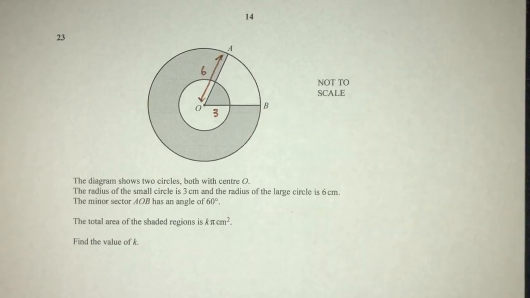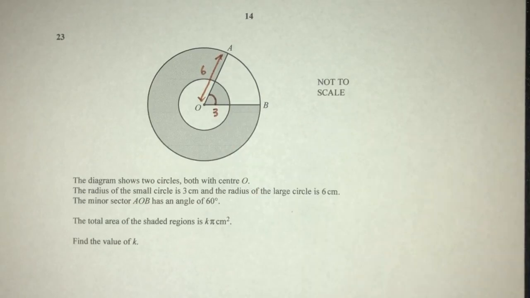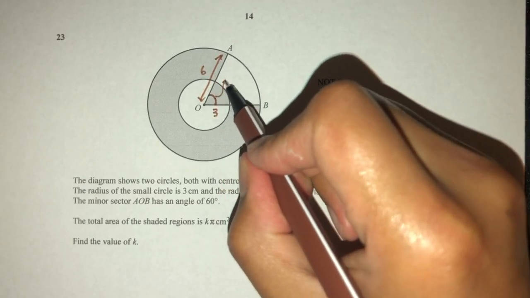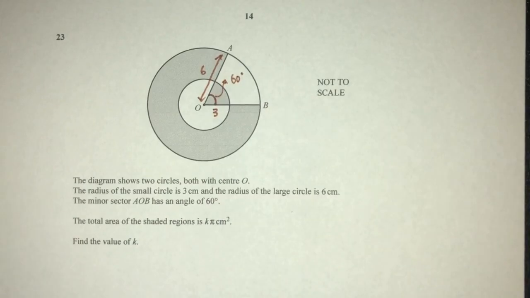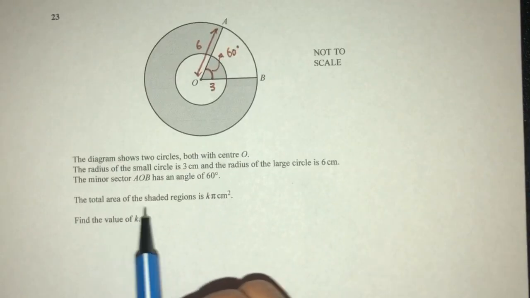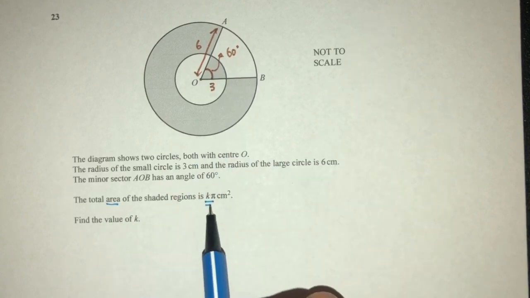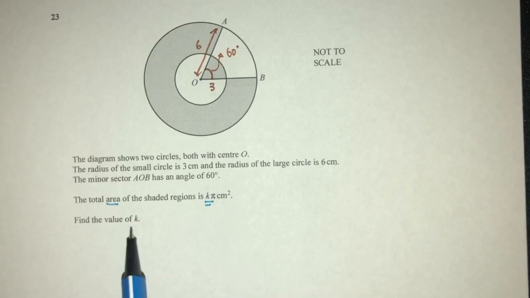Now, the minor sector has an angle of 60. So here you go, this is 60 degrees. Great. Now we know that the total area of that region is given by k pi centimeter square. We have to find the value of k.